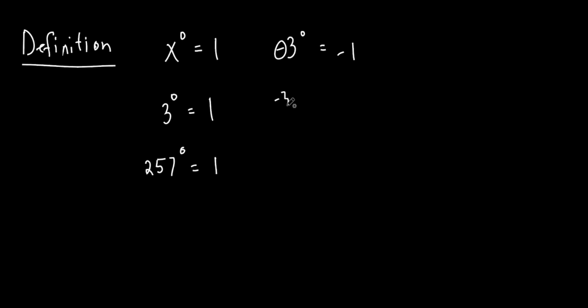What if I did this? Now, what's being taken to the 0 power? Is it just the 3 this time? Nope. Everything inside that parentheses is being taken to the 0 power. So it's -3 to the 0. So everything in here is being taken to the 0. So what's my answer now? No. Everything in here is being taken to the 0.